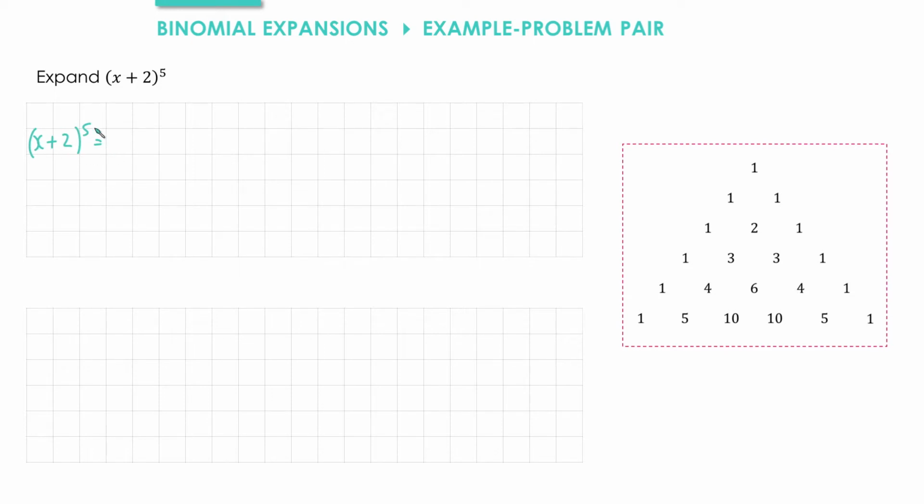The first term will be x to the power of 5. And the final term will be 2 to the power of 5. Pop that on at the end.